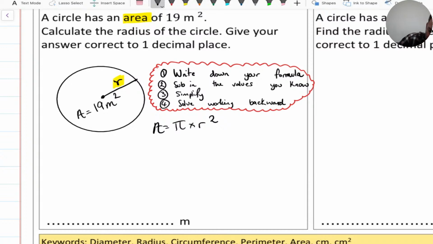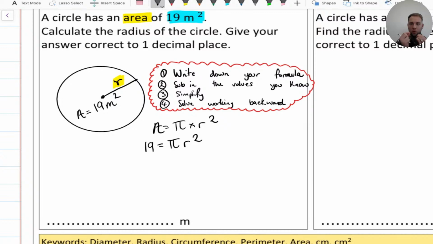Part two is you sub in the values that you know. Now the value that I know is this part here, which is that 19 meters squared, which is the area. So I'm not subbing that in for R, I'm subbing that in for the area. So it's going to be 19 is equal to pi R squared. Now you simplify, we don't actually need to simplify with this one, because I've already got pi and R.